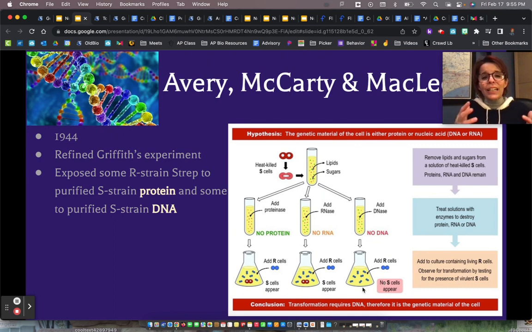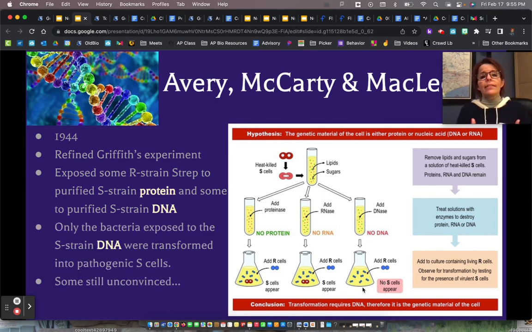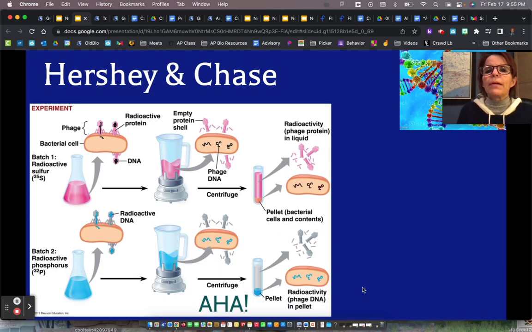And so this is pretty conclusive evidence that DNA is the trait of heredity. Is the trait of heredity? No, genetic material. That's a hard thing to say. Okay, so the DNA is the genetic material. All right, let's do one more experiment that really settled it for good.